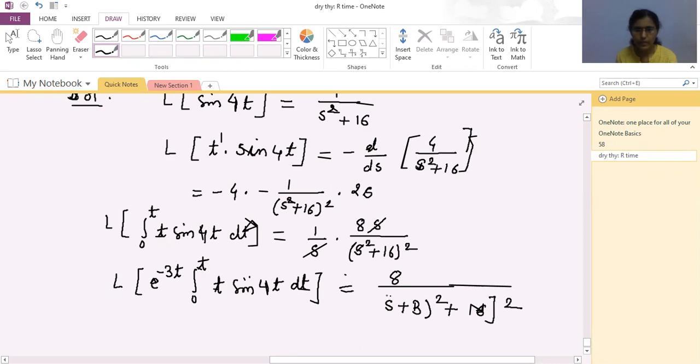So in this way we have to find out the Laplace of this function. So this is (s plus 3) whole square. You can square this term and then write it in simplified form.